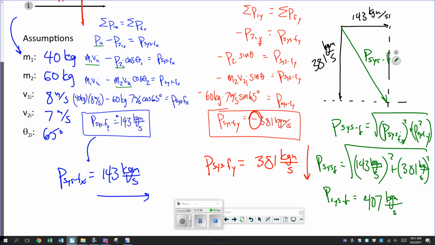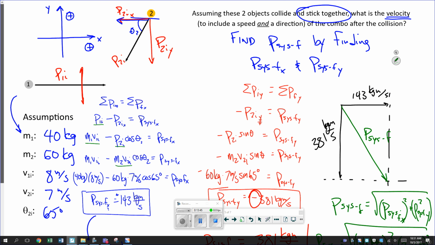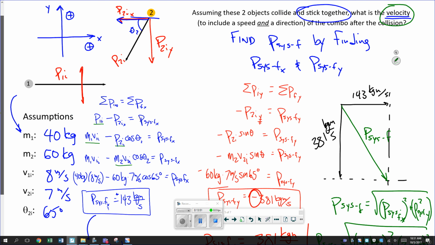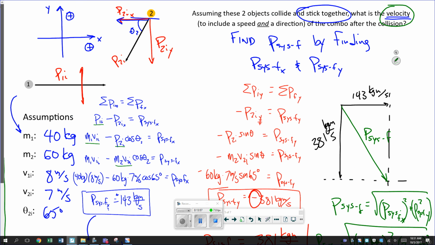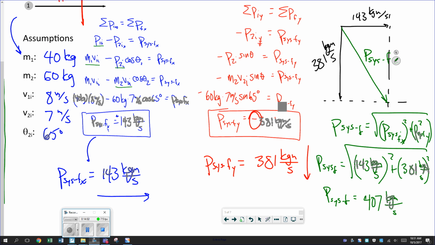We're almost done, but that's not even what the question is. Remember, the question is: what's the velocity of the system afterwards? Well, we have the system's momentum. And here's the other thing: velocity includes a speed and a direction. So we actually have a couple more things to do.